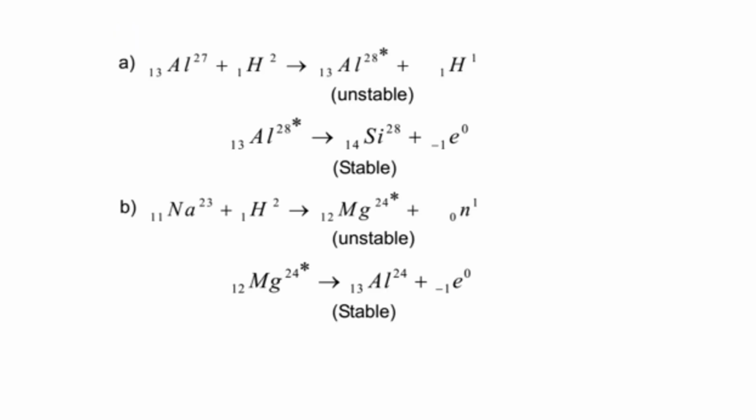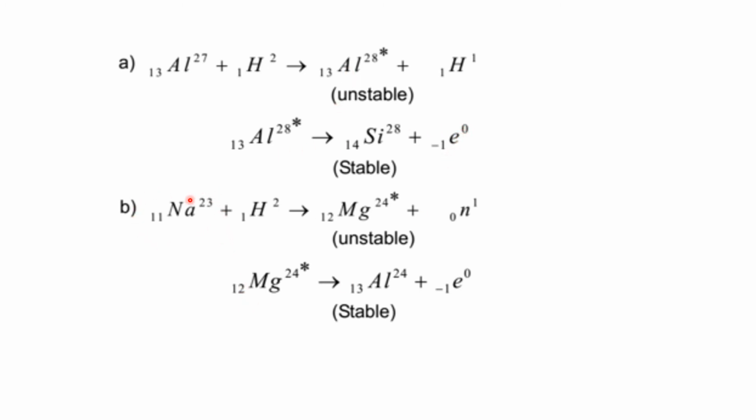Let me take one or two other examples. What we are doing here is to take a stable aluminium isotope and bombard it with a deuteron to produce aluminium-28, which is an unstable isotope of aluminium. It spontaneously disintegrates to form silicon-28, which is stable, with the emission of a beta particle. So again, this is an example of artificial or induced radioactivity, where we are converting a stable nucleus to become unstable and then disintegrate.